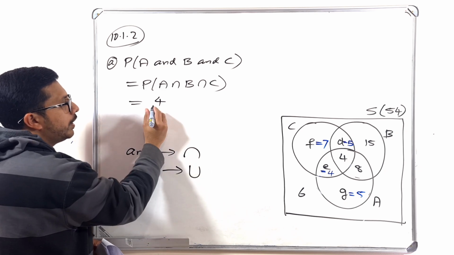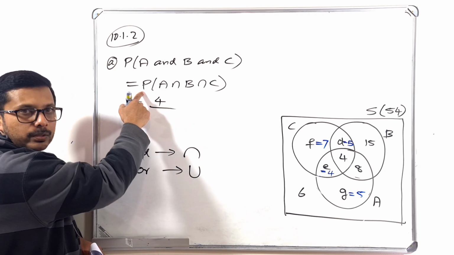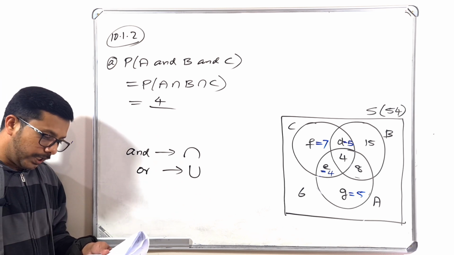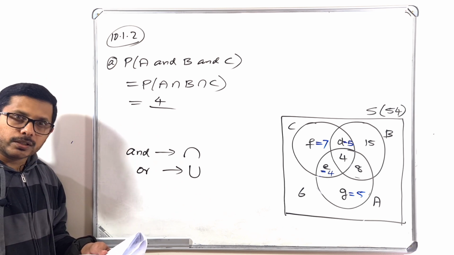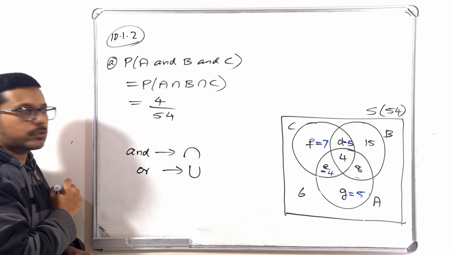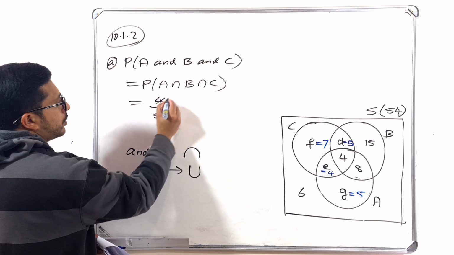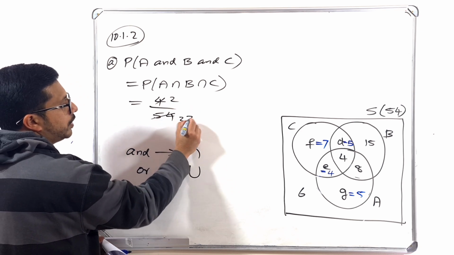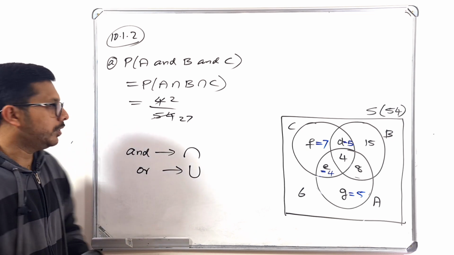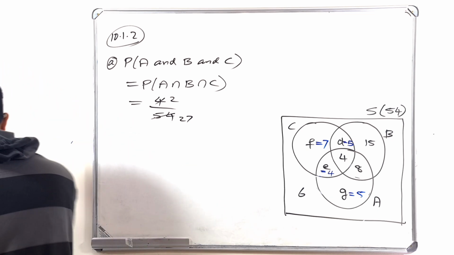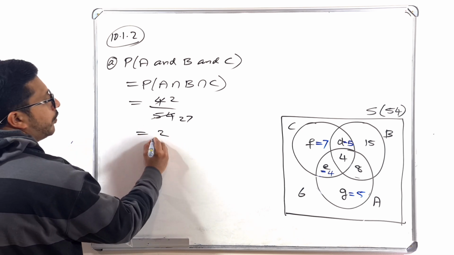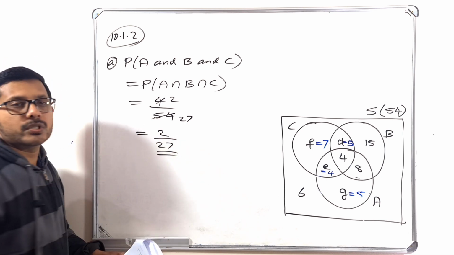Okay, that is 4 divided by, since this is a probability, you have to divide that with the total number. Total how many are there? Total 54 countries. So the probability is 4 divided by 54. You have to simplify that. What is the simplified answer? 2 by 27. So probability of A intersection B intersection C is 2 over 27. That is question number A.